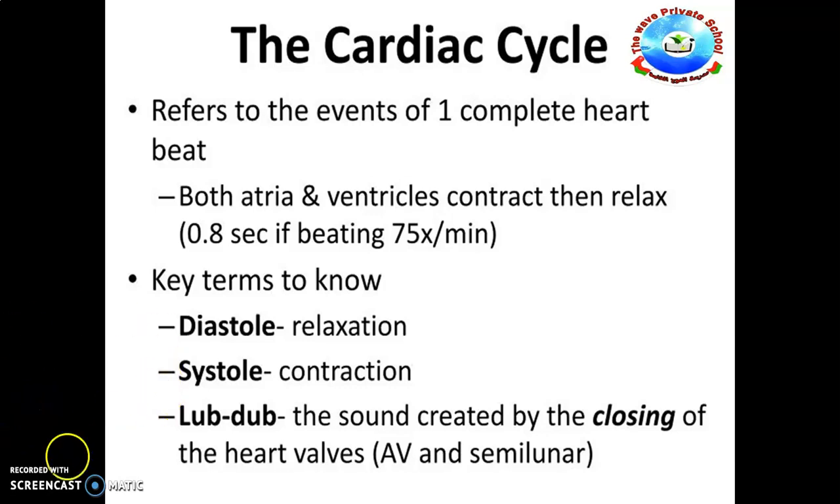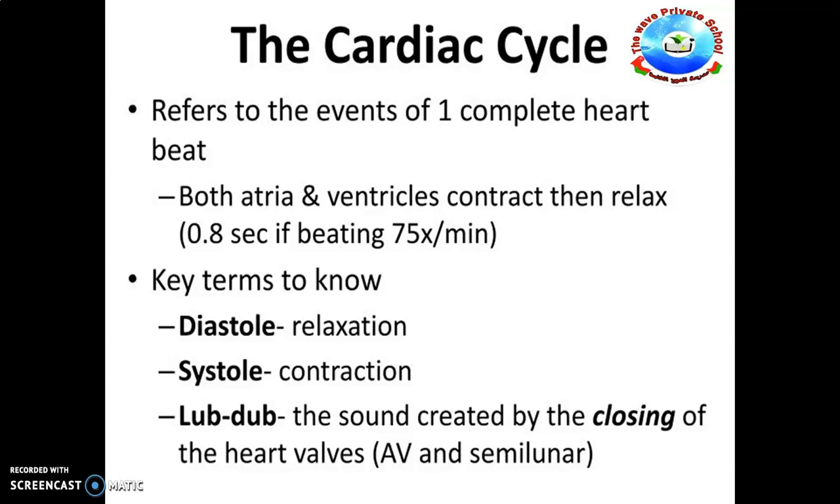So here are the points you have to remember. It refers to the events of one complete heartbeat. Cardiac cycle is nothing but one complete heartbeat we are looking for. Both atria and ventricles contract, then relax. That is all the systematic procedure that is completing in about 0.8 seconds, if beating approximately 75 times per minute.